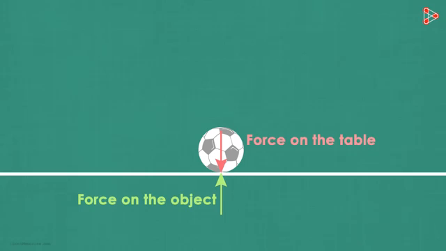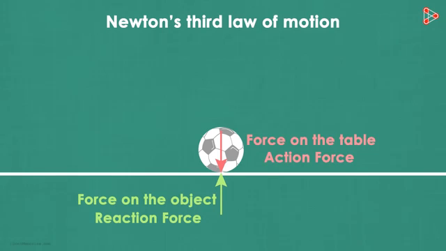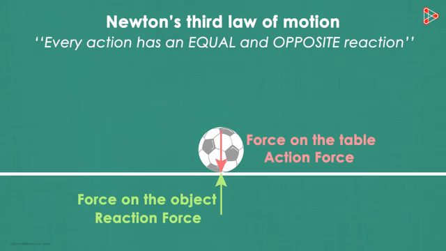These forces are called action and reaction forces. The force exerted by the object on the table is the action force, and the force exerted by the table on the object is the reaction force. What we saw here is nothing but a display of Newton's third law of motion. Every action has an equal and opposite reaction. That's how simple the third law is.